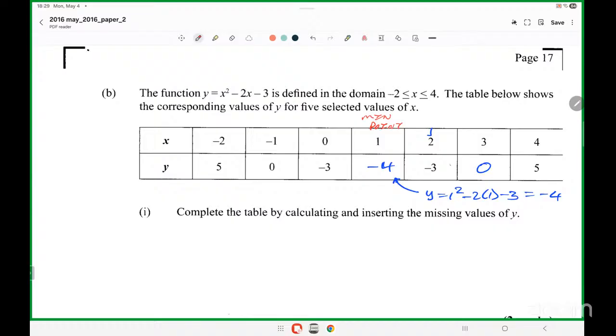Minimum point. Remember, the minimum point y value is the only y value that does not repeat. Every other y value repeats. Only at the vertex, the y value does not repeat, because it's either a maximum or a minimum. And the maximum or minimum occurs at only a single point. All right? So that is it. So that's a minimum point. Oh, no, it's a minimum because the square term is positive, so it's a minimum.